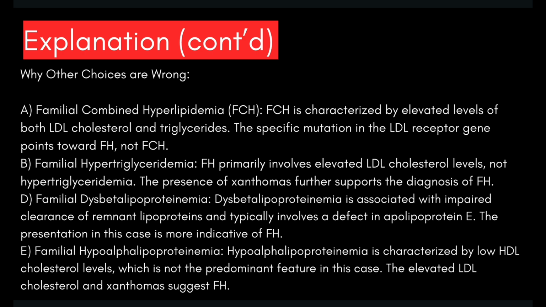Explaining why the other answer choices are wrong. Familial combined hyperlipidemia. Familial combined hyperlipidemia is characterized by elevated levels of both LDL cholesterol and triglycerides. The specific mutation in the LDL receptor gene points towards familial hypercholesterolemia, not familial combined hyperlipidemia.